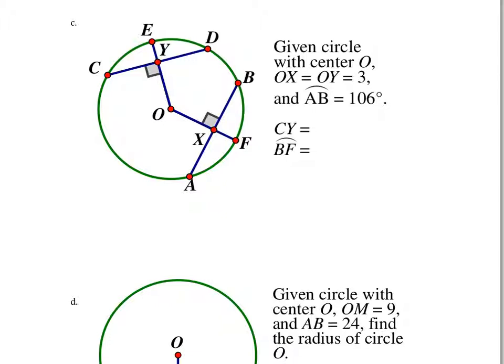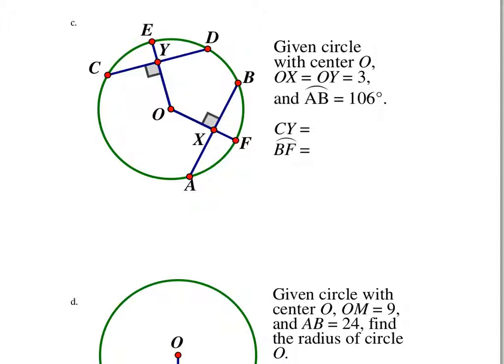But again, I'd like you to pause this video and give it a try on your own, remembering that if two chords are equidistant from the center, they're congruent, and they're also being bisected. So think about those different theorems we learned yesterday. So go ahead and hit pause. All right, now that you've tried it, let's go ahead and take a look at what it should be.